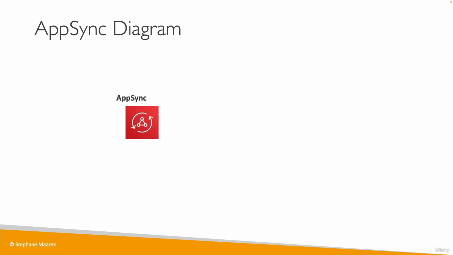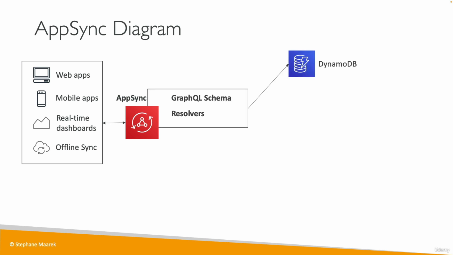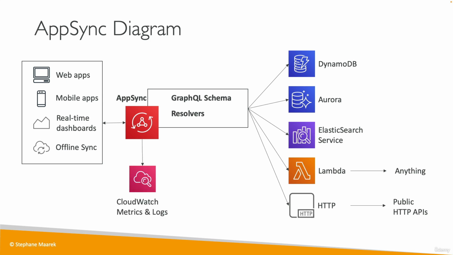So how does AppSync work? Well, you have AppSync in here and your clients are accessing AppSync. Very important, mobile apps, web apps, real-time dashboards, or even for offline synchronizations. Within AppSync, you have GraphQL schemas and then resolvers, and these resolvers know how to get the data from the various sources of data. So it could be DynamoDB, Aurora, Elasticsearch Service, Lambda, which leads you to pretty much any kind of source you want, or HTTP to lead to public HTTP APIs. Finally, of course, you monitor AppSync with CloudWatch metrics and logs.